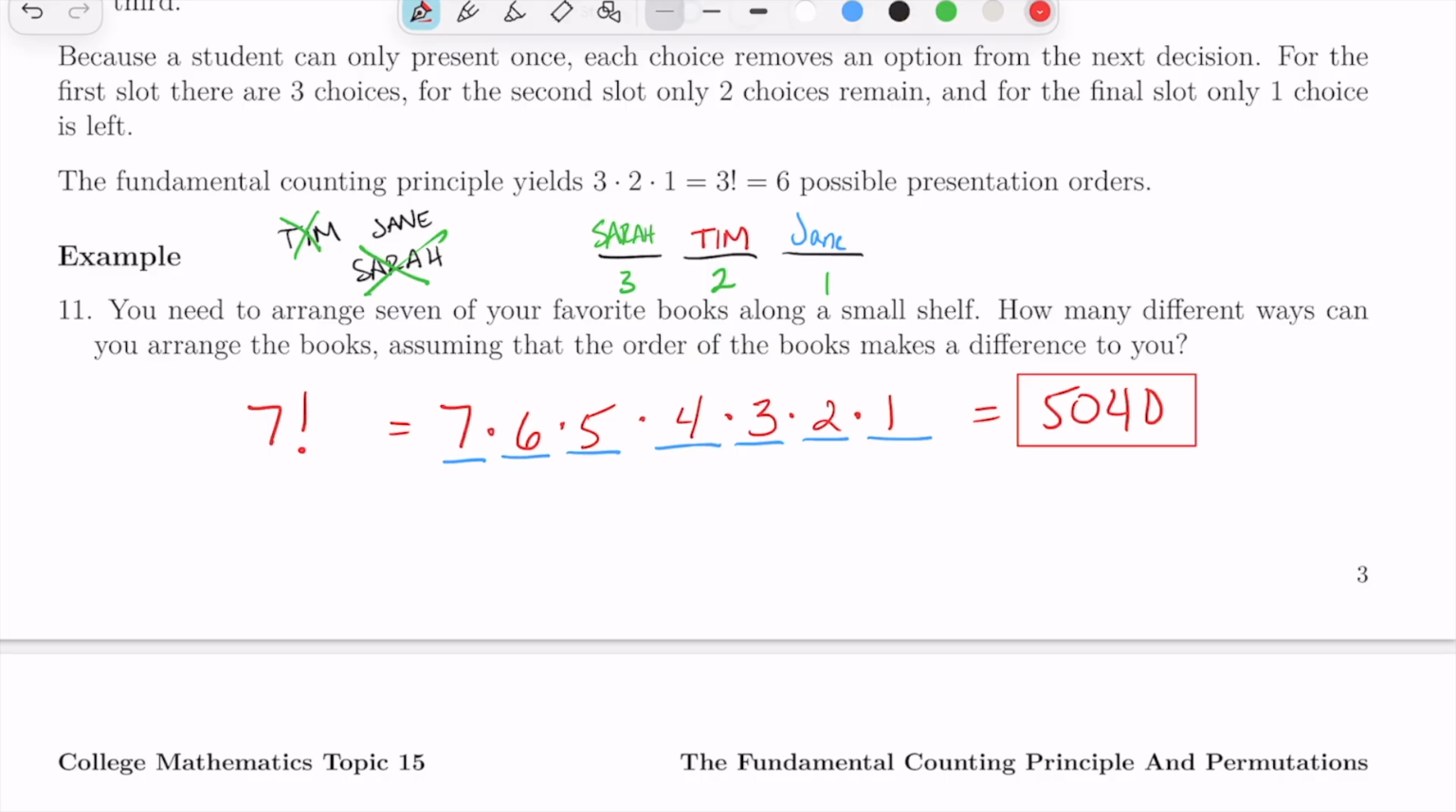Now, I do want to stress that word arrange, because almost anytime you see that, that's an important word. That means order matters. Another time, we'll look at what happens when order doesn't matter and you're just taking a group of things. But today, we're focusing on order matters.